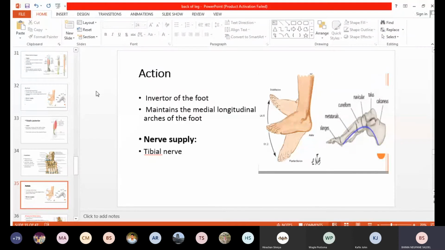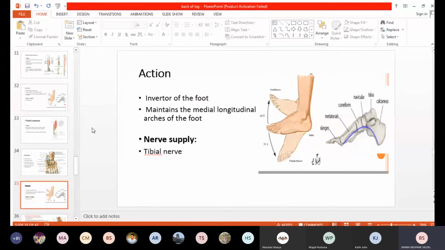So normally the dorsiflexion and the plantar flexion we have seen here occur in this joint, that is the ankle joint. Whereas the inversion will take place in the subtalar joint. This is the talus, so just below the talus, this area is for the inversion of the foot. So inversion takes place in the subtalar joint, whereas the dorsiflexion and the plantar flexion will occur in this joint, that is known as the ankle joint.